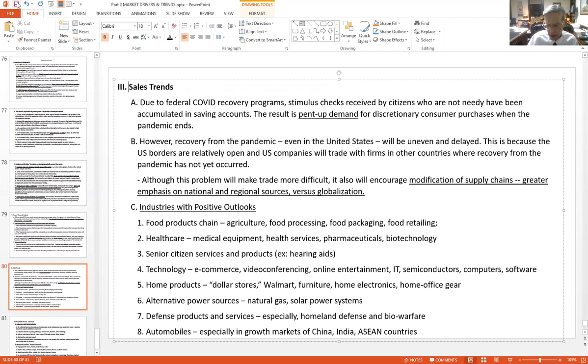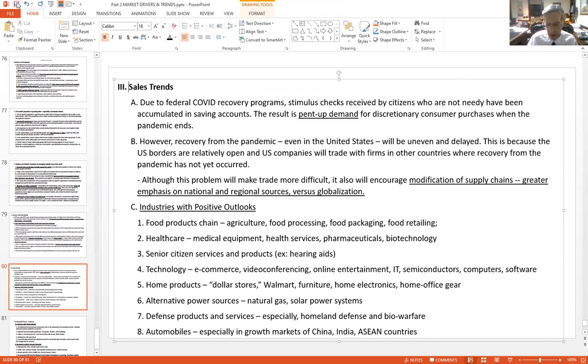Healthcare, without a doubt. Medical equipment, health services, pharmaceuticals, biotechnology, a new category that has not received very much emphasis until quite recently. Senior citizen services and products. Technology, we're all familiar with what's been going on in that category. Home products, because we're staying at home more, there's probably more demand for products that we use at home.